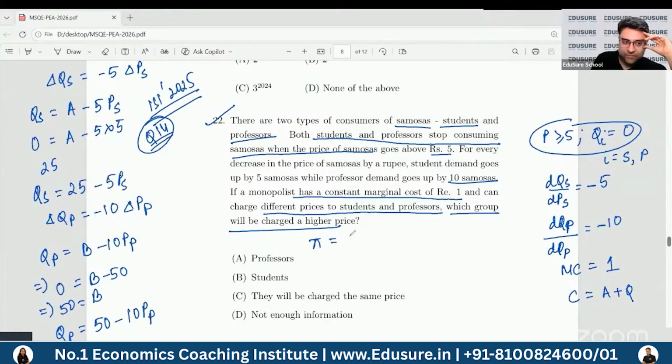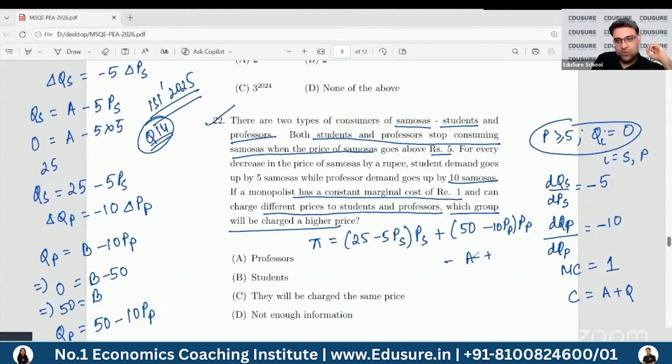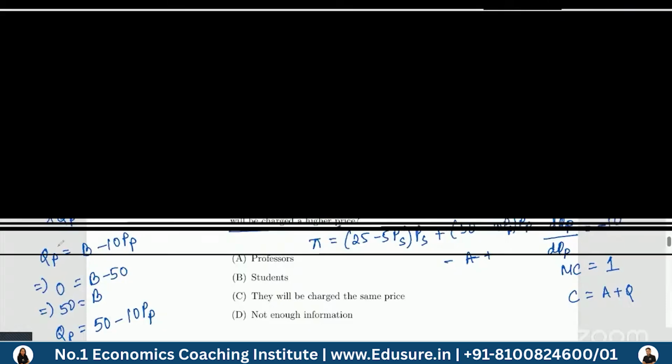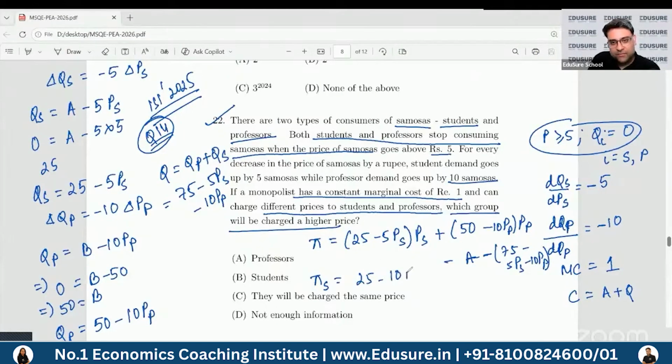So there are multiple ways to do this. This is only one of the ways. Profit is (25 minus 5 PS) into PS, plus QP into PP, minus the cost, where Q is QP plus QS, which is equal to 75 minus 5 PS minus 10 PP. So you just have to differentiate with PS. So basically 25 minus 10 PS, plus 5, is equal to 0. So PS is equal to 3.